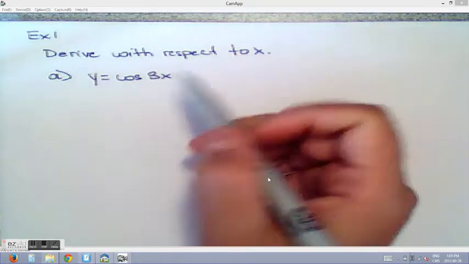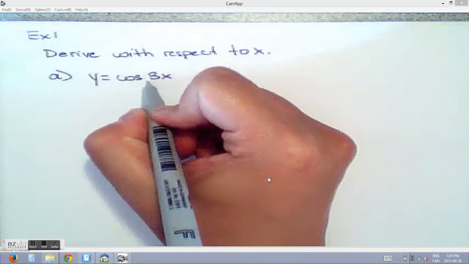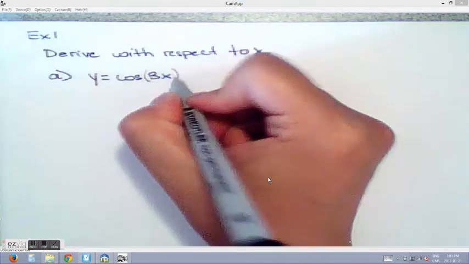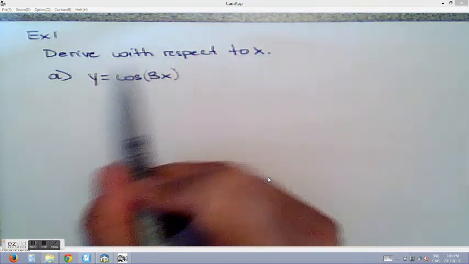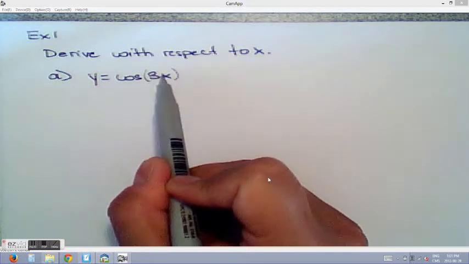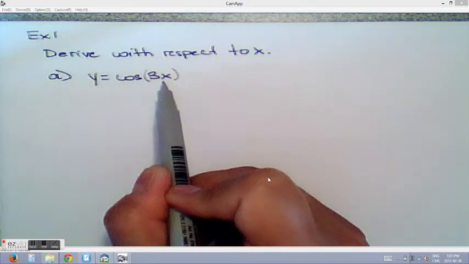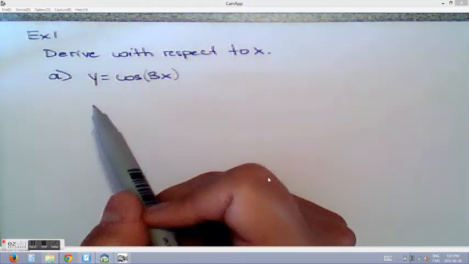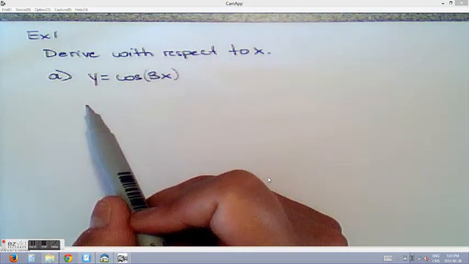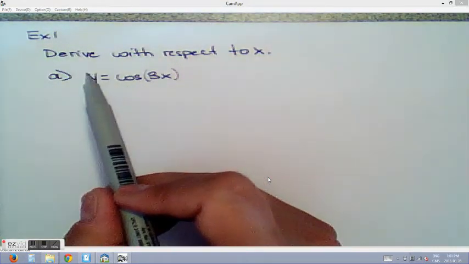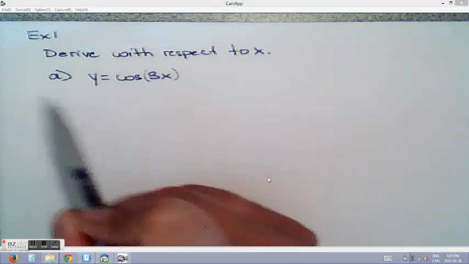Remember that 3x is actually inside the function. If you wanted to, you could put brackets, but usually the proper form is not to put it in brackets. You would always just assume that this 3x is inside the function. It's part of the function. So let's see how we can use the chain rule in order to solve this. Let's do it the long way, and after a while, as we've done in the past, we can skip all these steps.